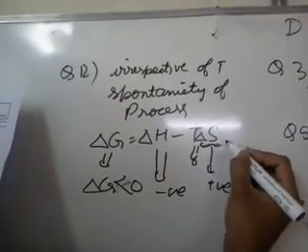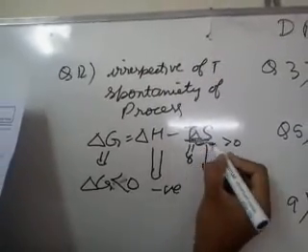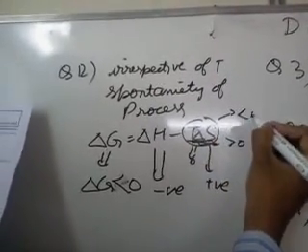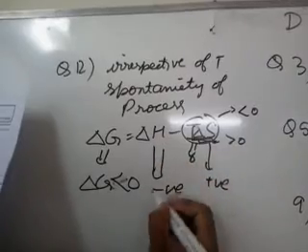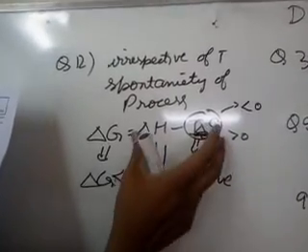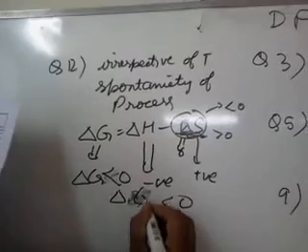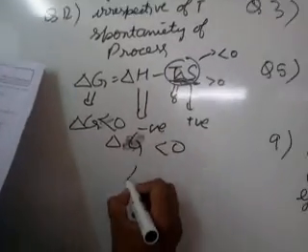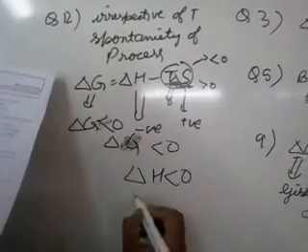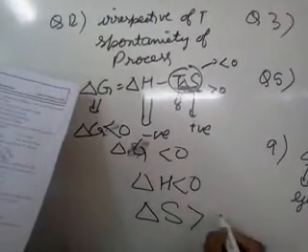So if delta S is positive, then T into delta S, the complete term, will be negative. And if delta H is negative from before, then the complete sum would be negative and delta G would be less than 0. So the process will be spontaneous if delta H is less than 0 and the change in entropy is greater than 0.